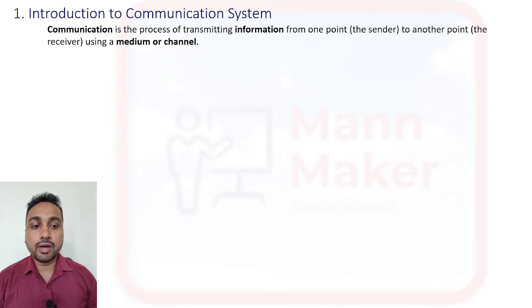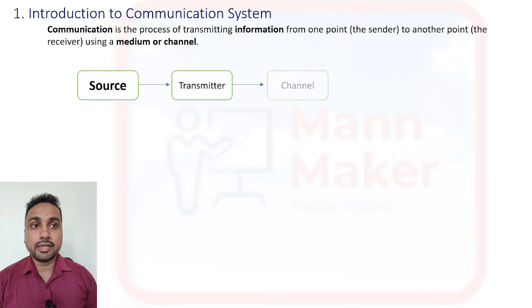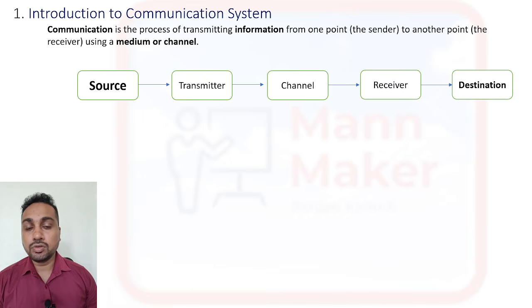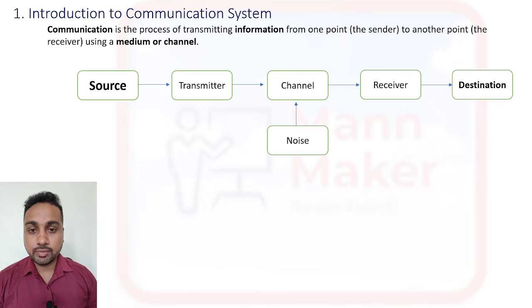So for that we require some elements or components for communication. That will be your source, that is your sender. There one transmitter is there, and after that you will find one medium or channel that will transfer your information to the receiver, and after that it will go to the destination. In the channel also you will get some kind of noise, so we'll discuss that also. So this is the block diagram of a communication system.